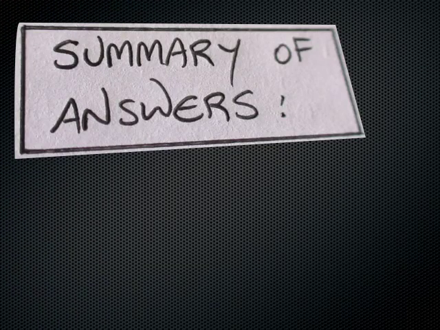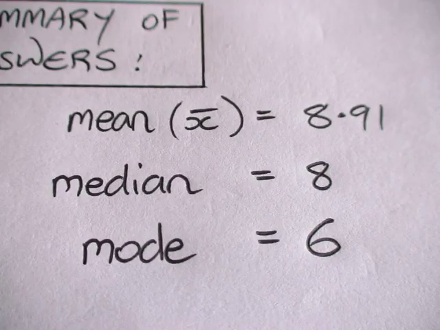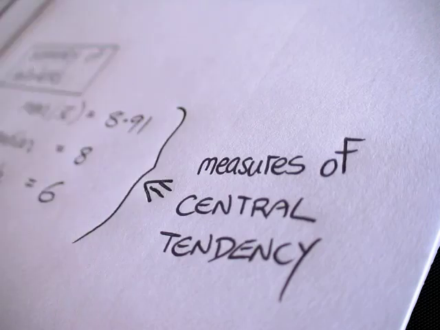Now we've finished all our statistics. Let's just do a quick summary of our answers. The mean, or x bar, 8.91. The median, 8. The mode, 6. All 3 of these scores are called measures of central tendency. They tell you something about where the middle, or center, of a set of scores is.